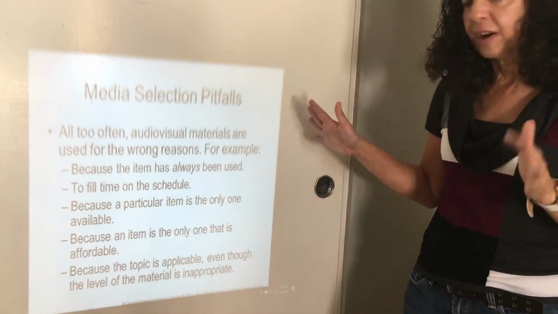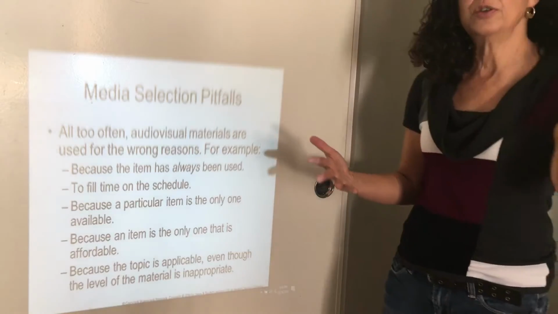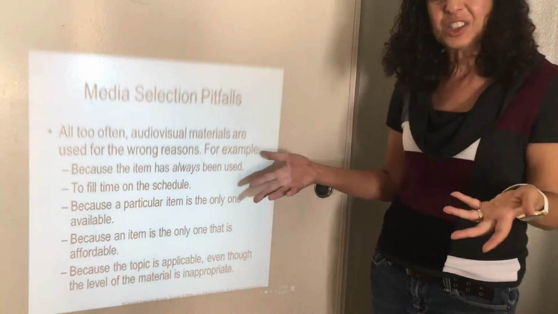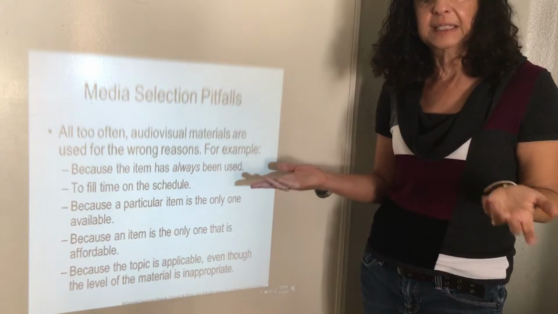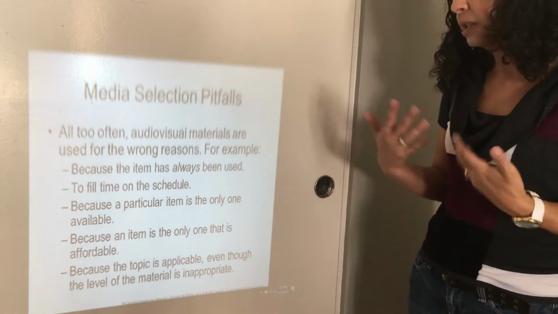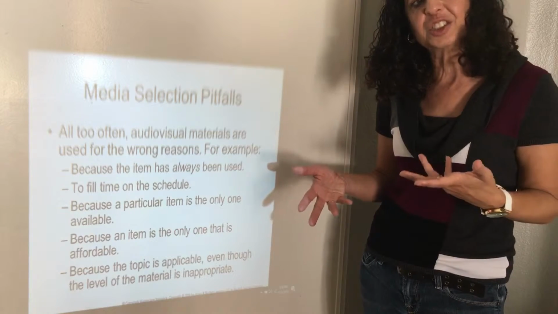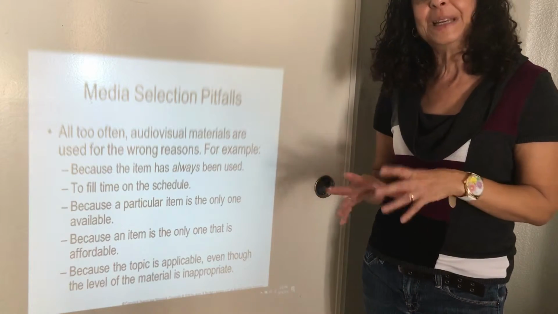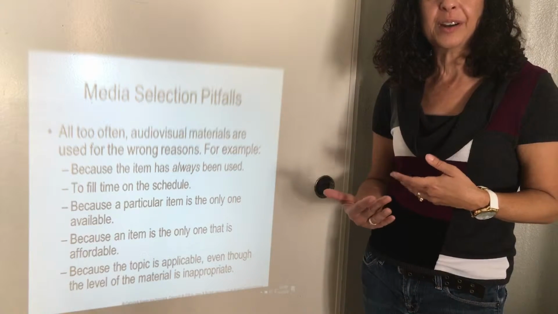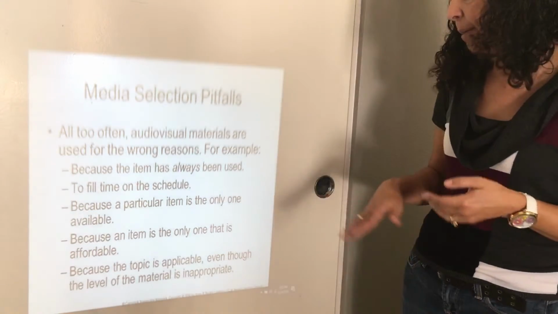Some media selection pitfalls to be aware of, kind of shifting gears a little bit. Make sure that you use your different media tools for the right reasons. Don't necessarily just use a film because people have always used it, or use slides because that's what's always been used. Make sure that you keep your media contemporary. That's one of the first ways that you can distance yourself from your audience, because media become dated quickly. If it doesn't look contemporary, then people might think that the information being presented is also not contemporary.